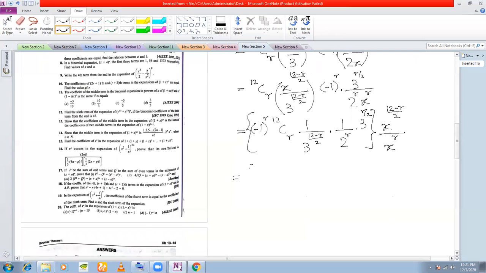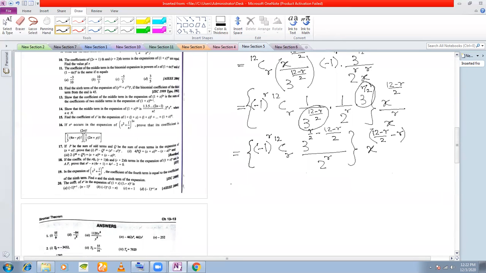Now you can simplify the constant also a little. Minus 1 to the power of r, 12cr, and you can write this as 3 to the power of r by 2 minus 12 minus r by 2 divided by 2 to the power of r, because you have a 3 to the power of something here and a 3 to the power of something here. So you can subtract the powers, and you get x to the power of 12 minus r by 2 minus r. This is the power of your variable.